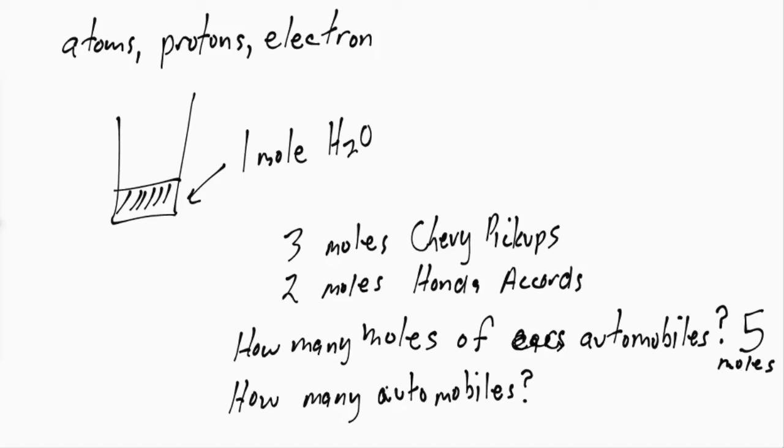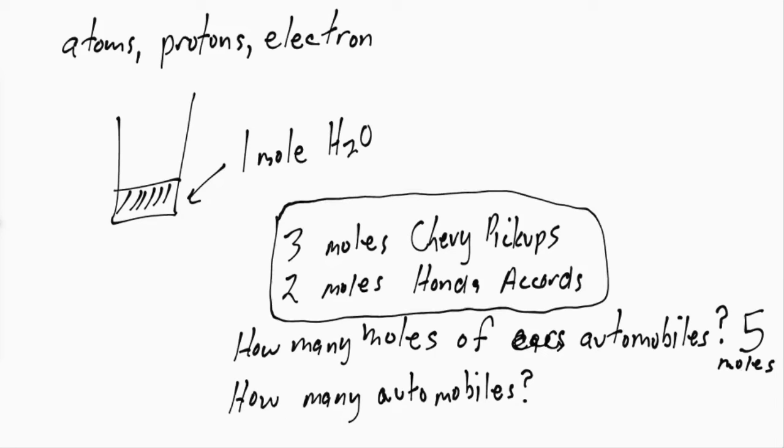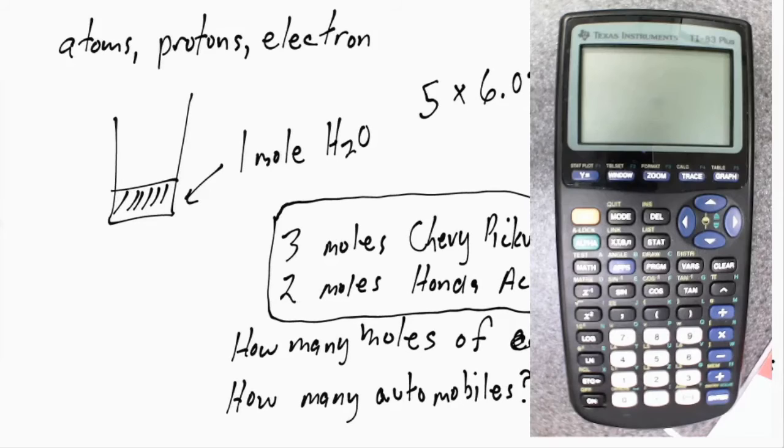Well, what about this question? How many automobiles is represented by 3 moles of Chevy pickup trucks and 2 moles of Honda Accords? Well, on this one, how can we figure that out? Well, if you realize that 1 mole is 6.02 times 10 to the 23rd automobiles, then all you have to do is 5 times 6.02 times 10 to the 23rd. Make sure you punch these numbers correctly in your calculator. So let's see here.